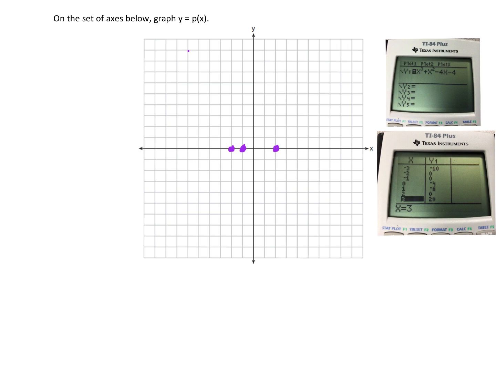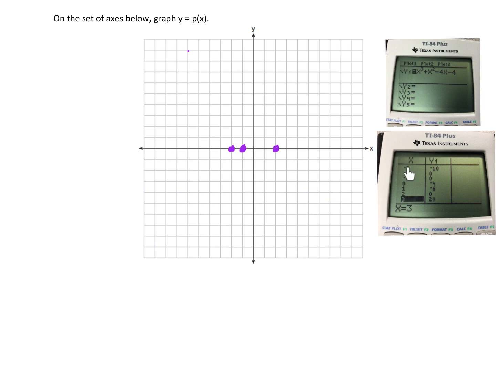Now, I didn't number my set of axes, but if you don't number it, it is implied that each one of these represents 1 unit. So this will be 1, 2, 3, 4, and so on. Okay, now if you notice, we have the zeros at -2, 0, which is right here, -1, 0, which is right there, and 2, 0, which is right there. So this is checking out from our algebraic work.